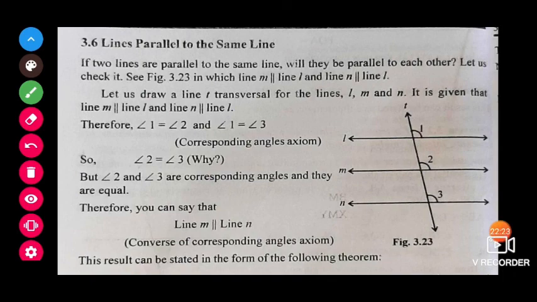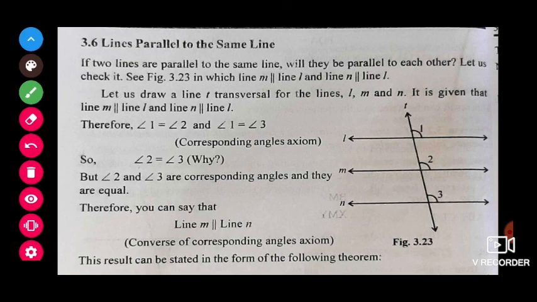Okay, next children, lines parallel to the same line. Here, if two lines are parallel to some other line, then we can say that these two lines are also parallel to each other. How is it? If you see here the three lines L, M, N. Here L is parallel to M, and even L is parallel to N. Means M is also parallel to L and N is also parallel to L. So we can say that corresponding angles, angle 1 equals angle 2, and even angle 1 is equal to angle 3.